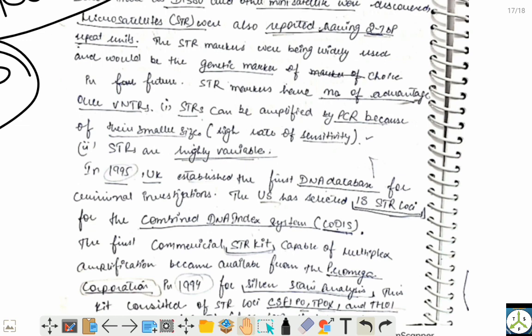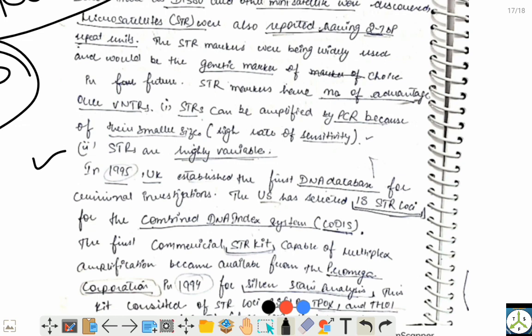Okay, so STR markers have some advantages over the VNTR. STR markers can be amplified using PCR, whereas VNTRs we can't use in PCR. STR markers can be amplified using PCR because of their small size and high rate of sensitivity. STR markers have a high variable number. Okay, STR markers have high variability.